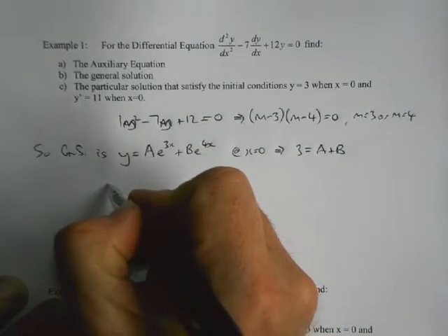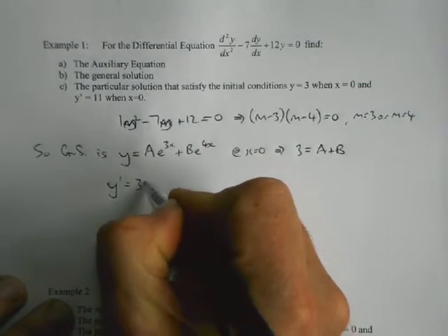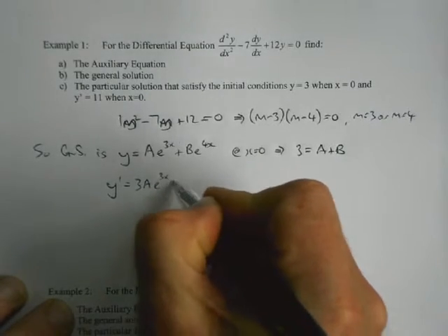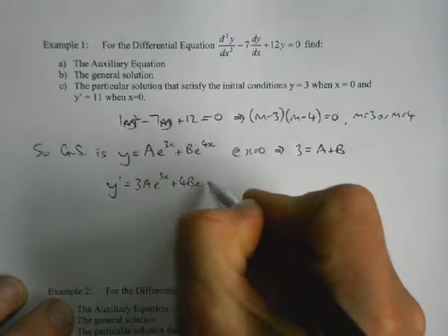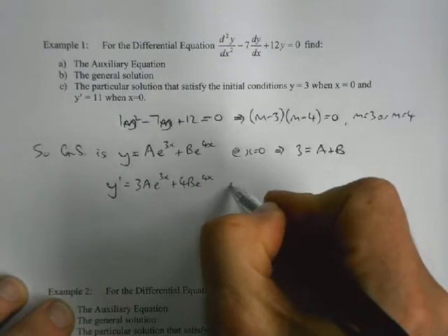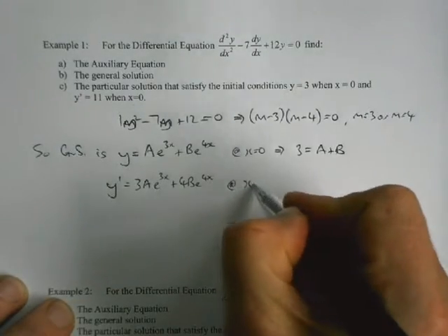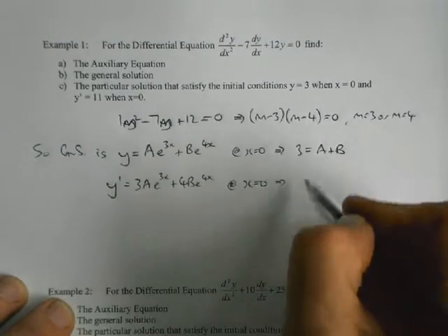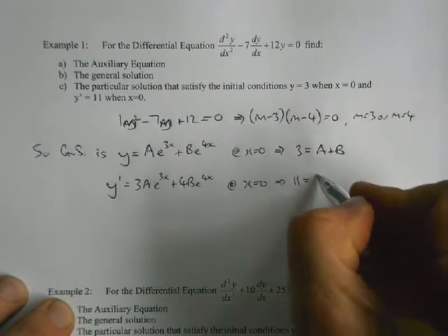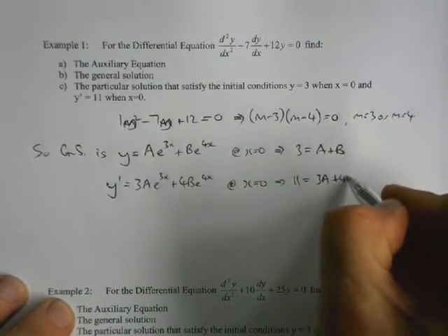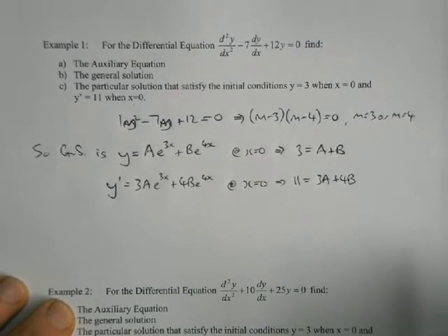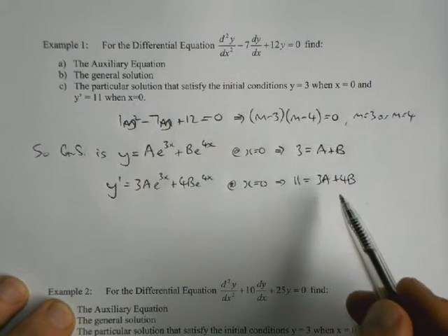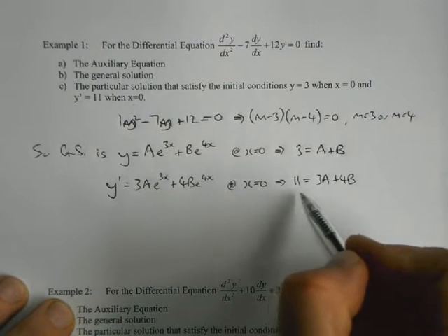So we have to differentiate this thing. So y dash is 3A e to the 3x plus 4B e to the 4x. And again, at the point where x equals 0, we know that y dash equals 11, and that's going to be 3A plus 4B. So we have a simple set of simultaneous equations to solve.